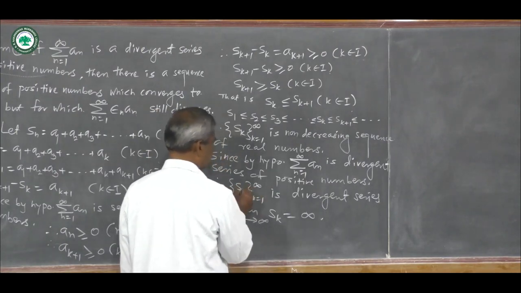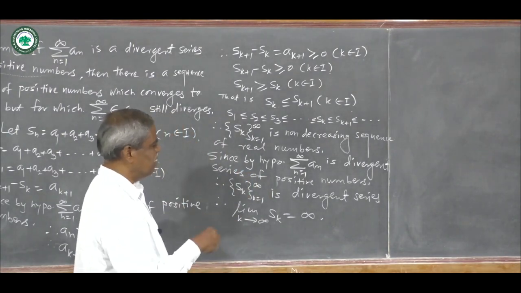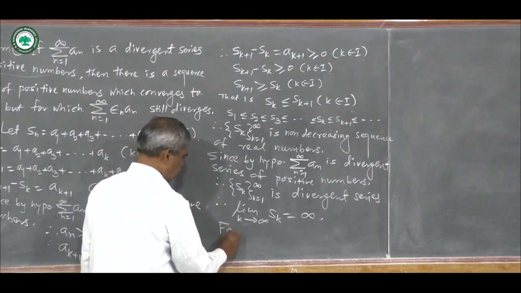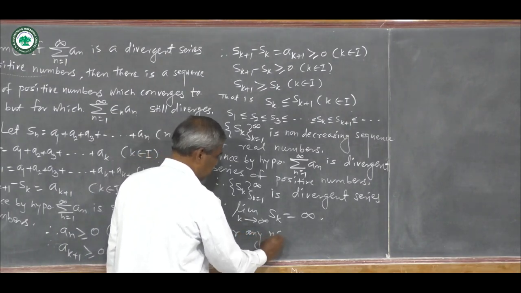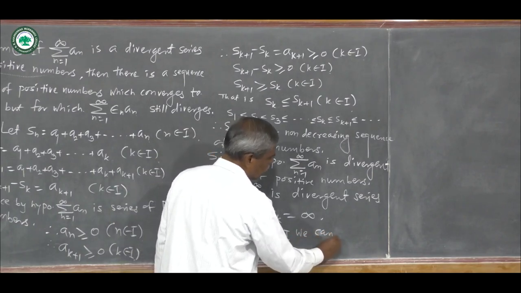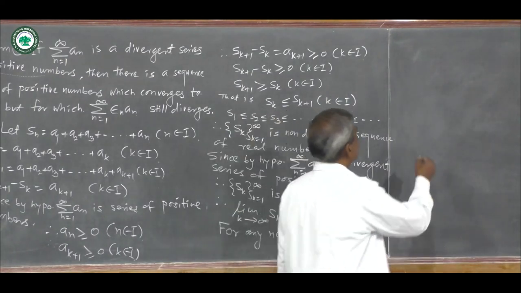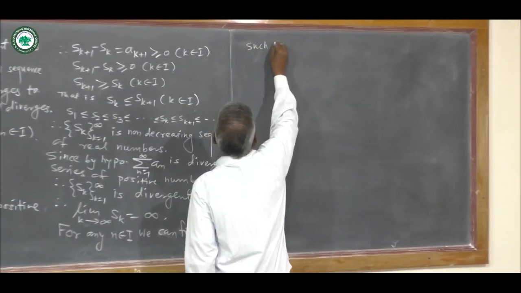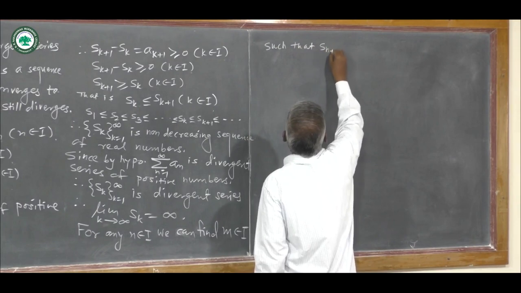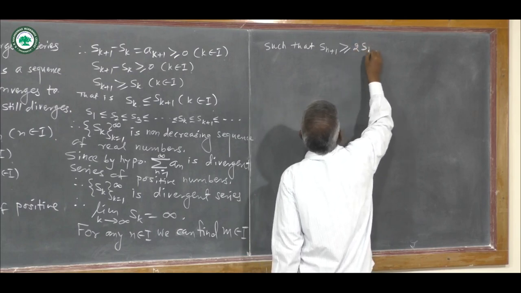Since this series is divergent, the corresponding sequence is also divergent. Therefore, for any n belongs to I, we can find m belongs to I such that S_(n+1) is greater than or equal to 2 times S_m.